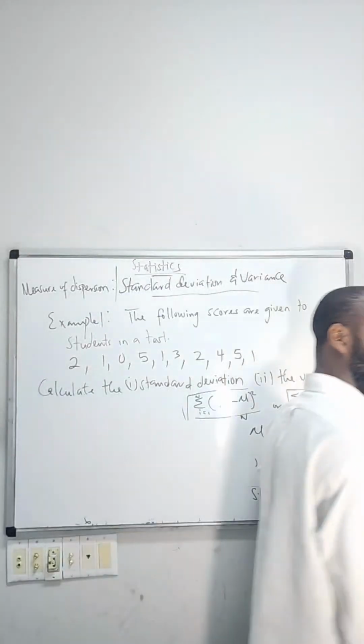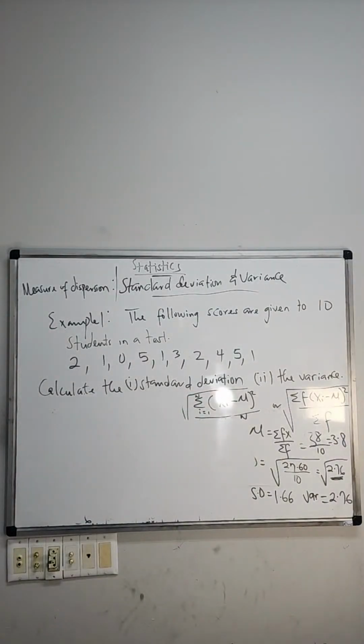You have to write it down. You can't do it without writing anything down. It's not possible. So what are we supposed to do? So you get the mean. What is the question? Oh, find the standard deviation. Yeah, you want to calculate the standard deviation and the variance.